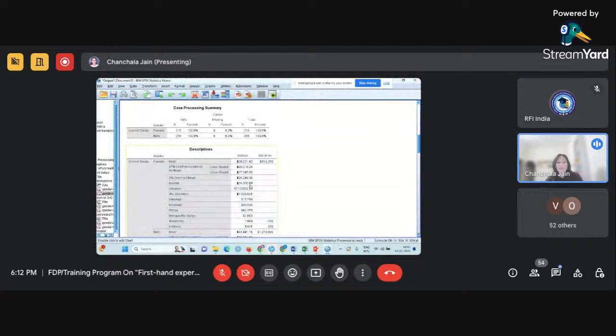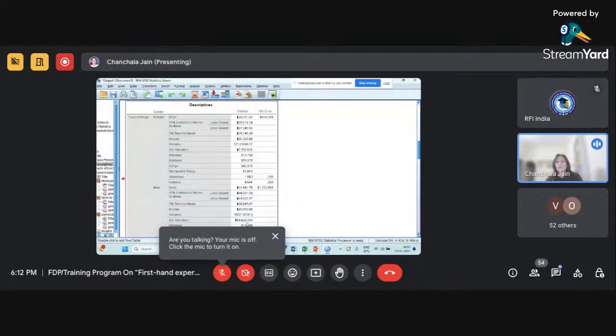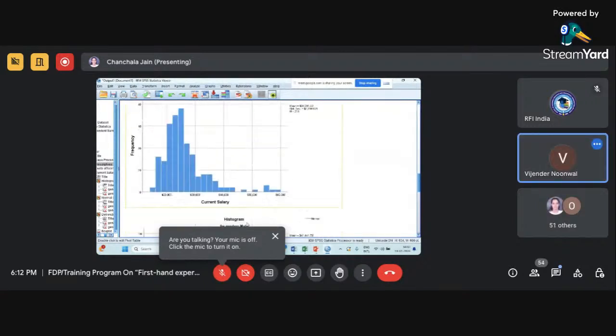Similarly, coming to the female data, you can check female skewness, for female salary skewness is also positive, right? So that way also this says that your data is positively skewed, right? Okay. Fine. Thank you, ma'am.